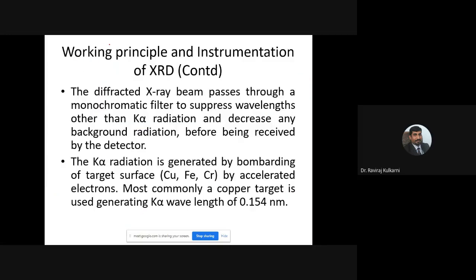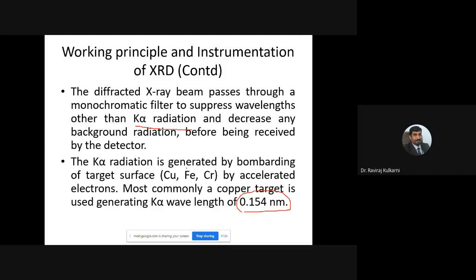Okay. So, working principle and instrumentation of X-ray. The diffracted X-ray beam passes through a monochromatic filter to suppress the wavelengths other than K alpha radiation. Other than 0.154 nanometer in case of copper radiation. So we use copper K alpha radiation, which has a wavelength of 0.154 nanometer. Other radiation should be suppressed. So for that we use a filter or monochromator. Diffraction grating can also be used, but usually we use filters here.